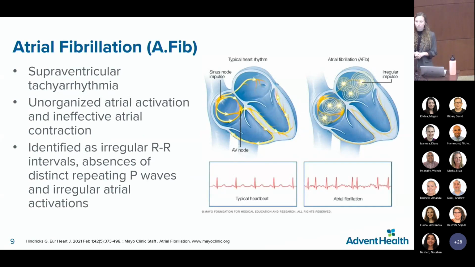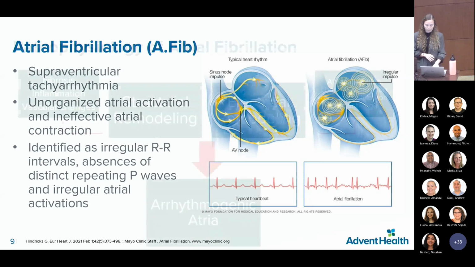Atrial fibrillation, also referred to as AFib, is one of the most common arrhythmias seen in clinical practice. It is a type of supraventricular tachycardia that is defined by abnormal and unorganized rapid atrial electrical activity that leads to ineffective atrial contractions that are often out of sync with the ventricles of the heart. This can be seen on an ECG as irregular R to R intervals and absence of distinct repeating P waves. To the right of the screen, you can see what atrial fibrillation may look like on an ECG compared to a patient in normal sinus rhythm.